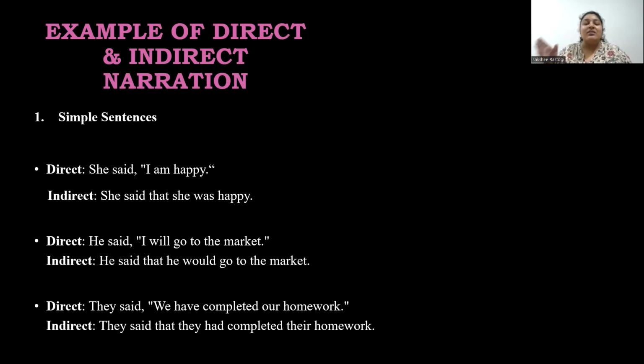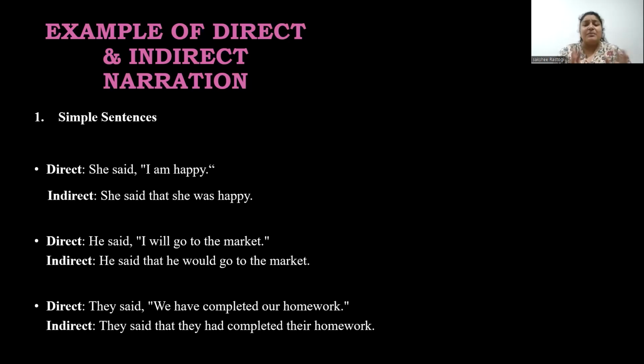So simple tenses are often used to state facts or habits, to describe routines or regular events, to express general truths or opinions, to tell stories or recount past events, and to make predictions or plans for the future. For example, "I eat breakfast every morning." This is present simple. "I went to the park yesterday," which is past simple. "I will attend the meeting tomorrow." So this is future simple. So these are the examples which come under the simple tenses.